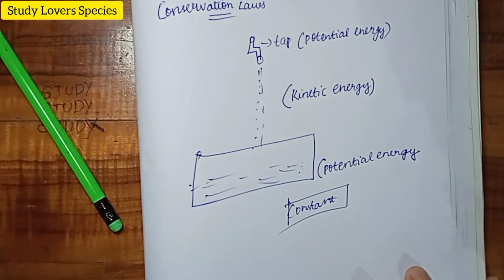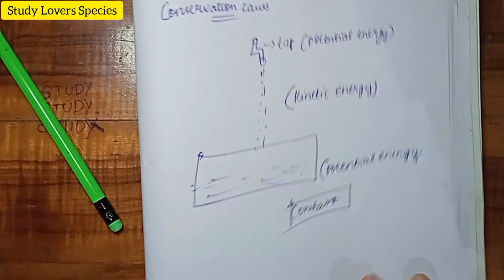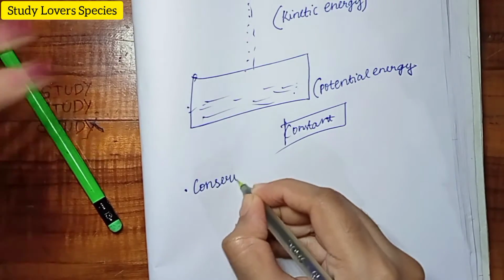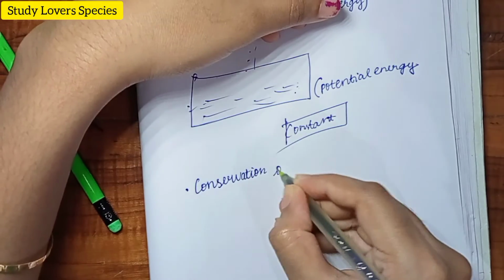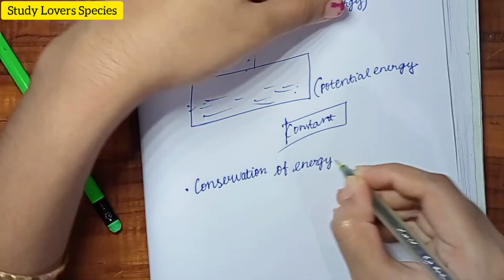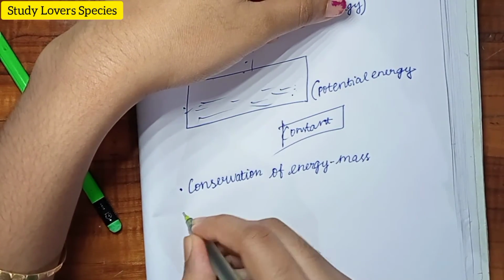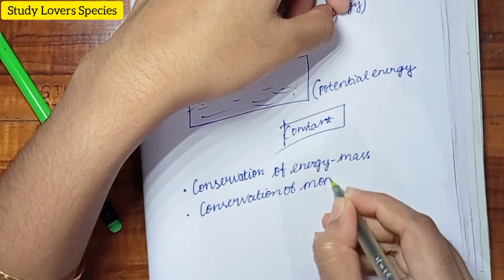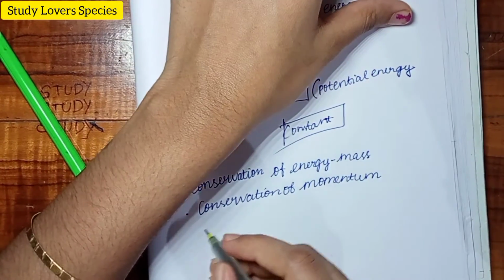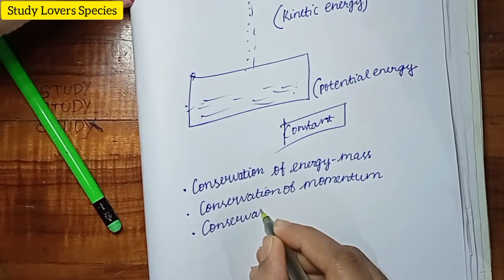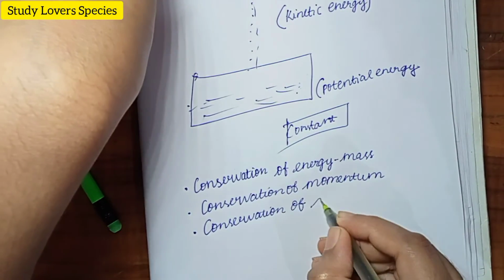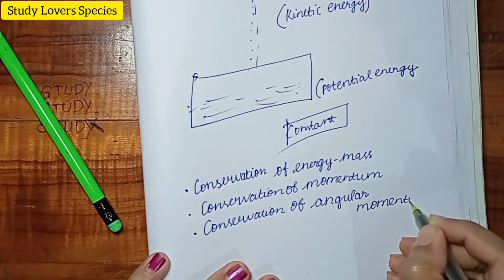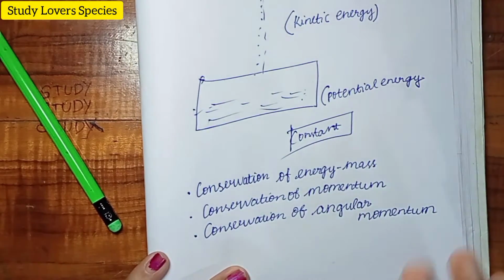There are many conservation laws. Let me name some of them. Conservation of energy, conservation of mass, conservation of momentum, conservation of angular momentum. Okay, this is all about conservation laws.